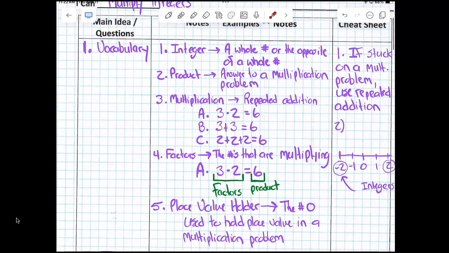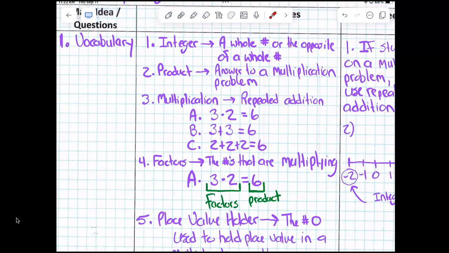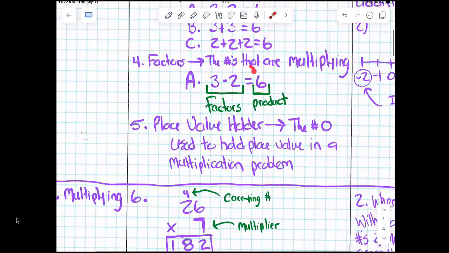Everything is down. Product. A product is an answer to what kind of problem? Multiplication. Multiplication is simply what? Repeated addition. All right, so I have the problem 3 times 2 equals 6, right? What are these numbers called? Factors. The numbers that are multiplying, right? And what is the answer to a multiplication problem again?